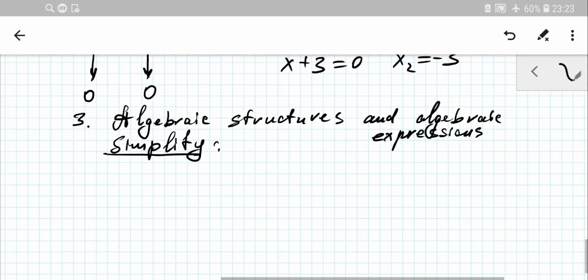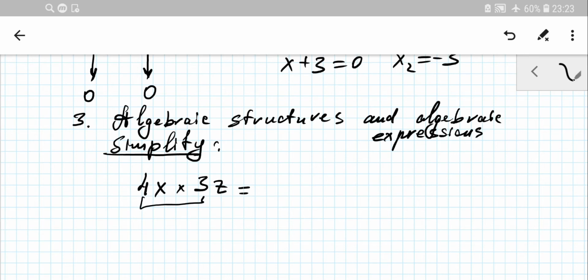In the first one, let's consider something pretty obvious. For 4x times, so times means, sometimes I use the dot, let's say 3z, okay? So how to simplify? You just operate with letters as with normal numbers. So you take 4 multiplied by 3, it's 12. And what about letters? They are different, right? If the letters are different, you just simply don't touch them. You put 12xz and you do nothing with them, okay?